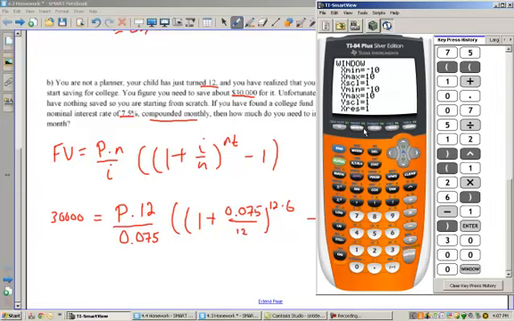Make your window. For my window, I have to think, what am I trying to find? I'm trying to find the letter P, which is a payment. It's a payment I'm going to make every month for my kid's college fund, and I want to have $30,000 in there after 6 years.